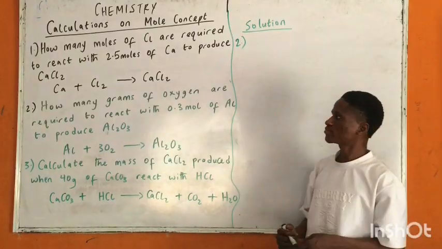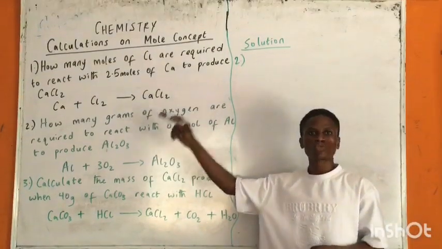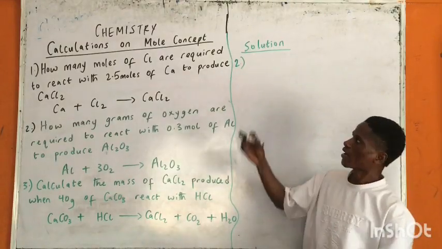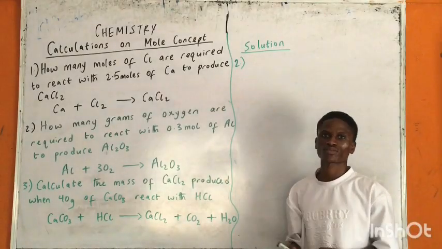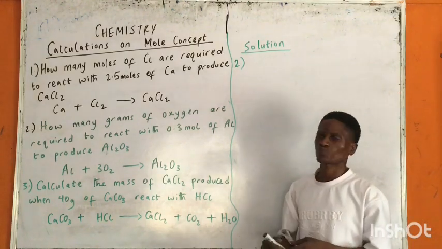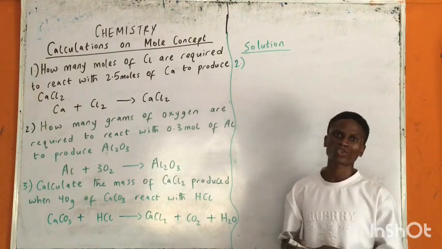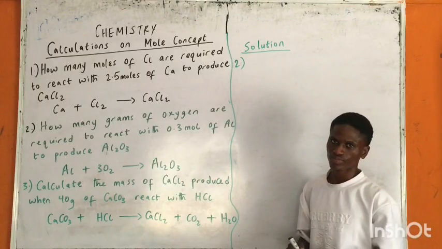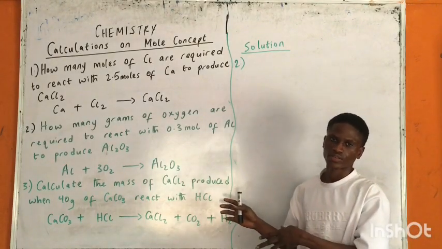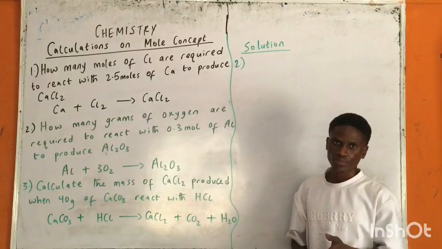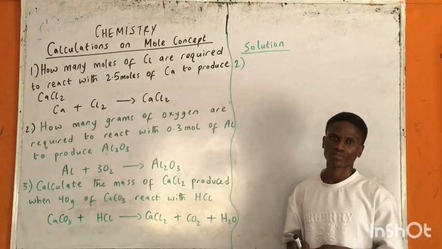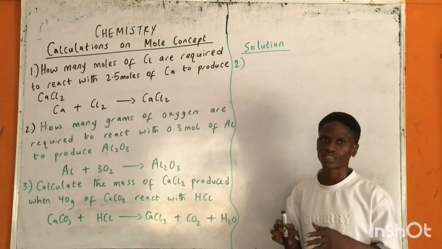Number one, how many moles of chlorine are required to react with 2.5 moles of calcium to produce calcium chloride? Now, when it comes to questions like this, the first step is to always balance the equation.